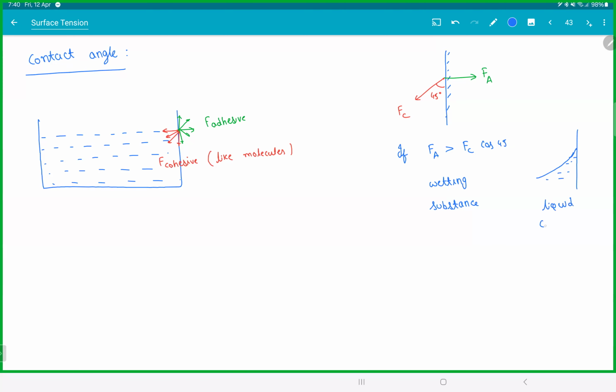In real life, we don't see it much because it's actually a very small rise. You need to have a very small radius to observe this. If F adhesive is less than F cohesive cos 45, these are called non-wetting substances. The simple reason is that the force between the like molecules is so strong that they try to go away from the solid. This is the case of mercury and glass. This is like water and glass.